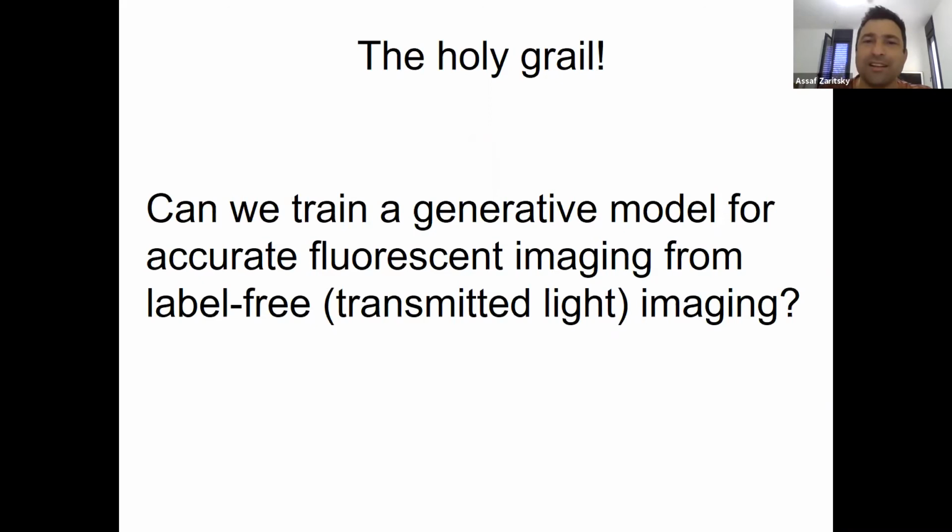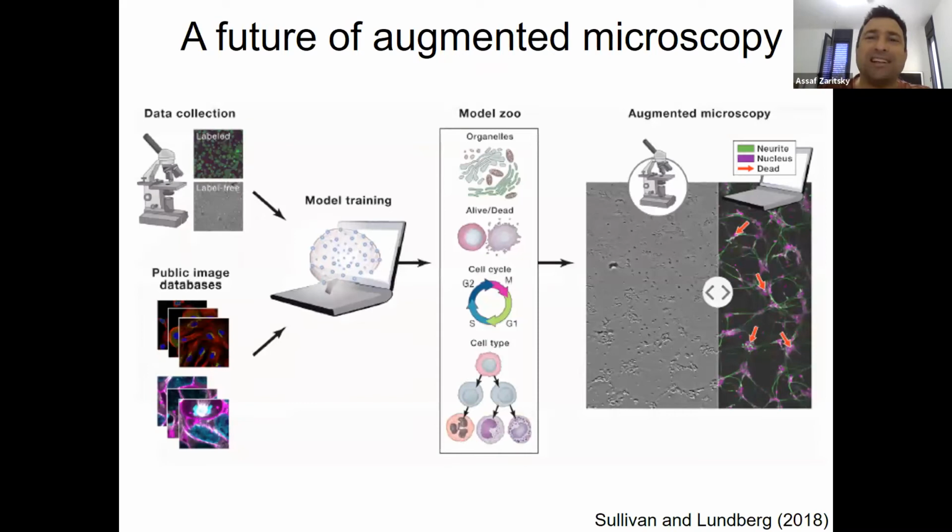So if we can do that, the future of augmented microscopy would be that you can do data collection, and then combine it with different data sets and do model training, and then have different questions on the same data sets and integrate everything together and get a holistic representation of the super complex biology that currently, every time we look at it, we look at it from one angle and we miss everything else. So this would be really a revolution. And this is where we're trying to go as a field.